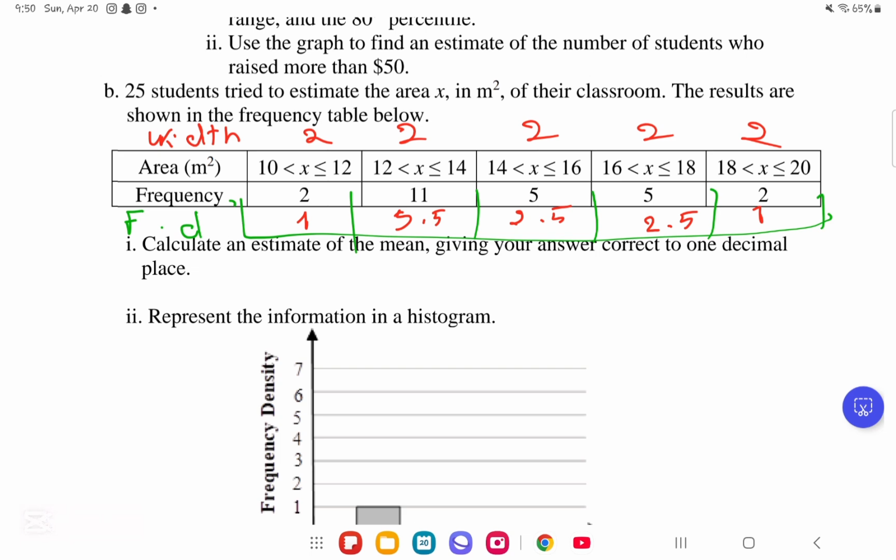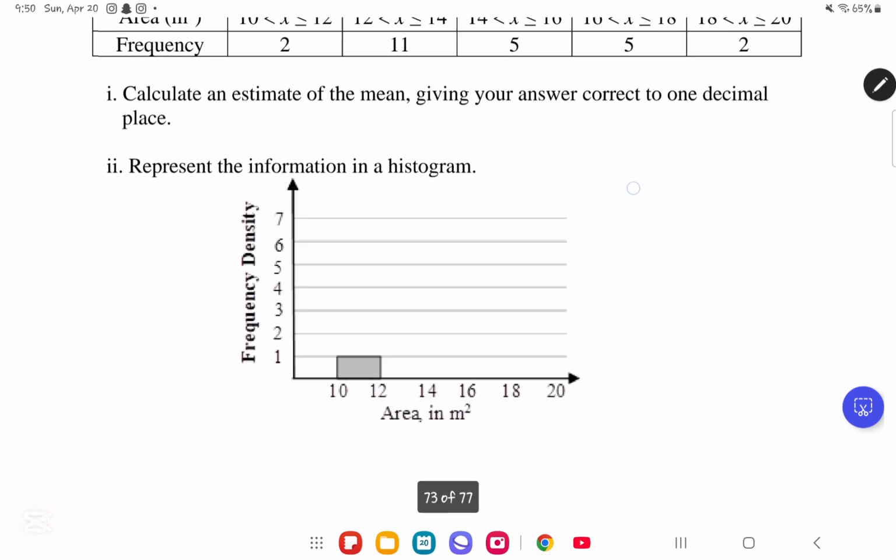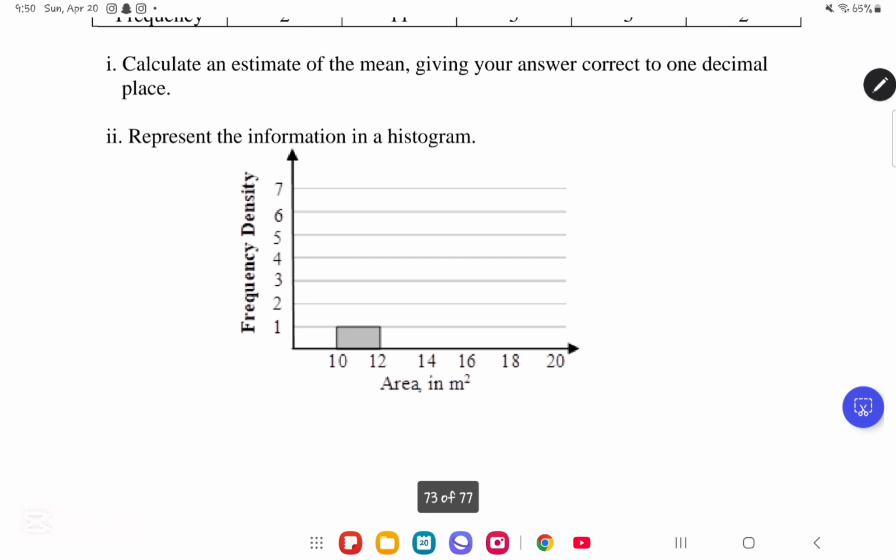Okay, now that you wrote it or took a picture, I'm just going to go down to draw it. For each one, I will do the frequency density. For 12 to 14, it was 5.5, so almost here. For 14 to 16, it's going to be 2. Also from 16 to 18. My bad, not 2, 2.5, so it's going to be like this.